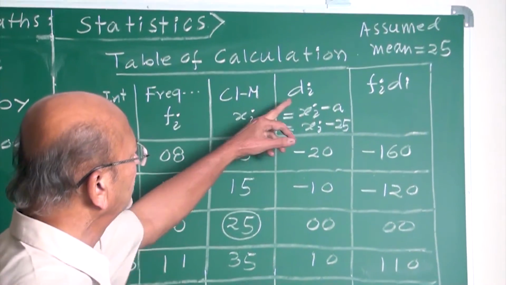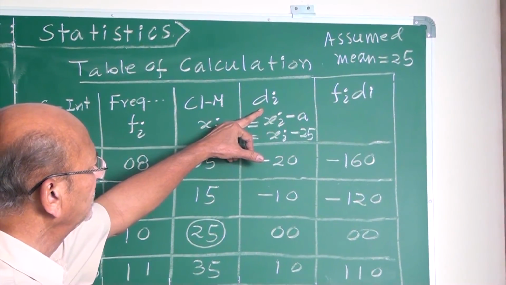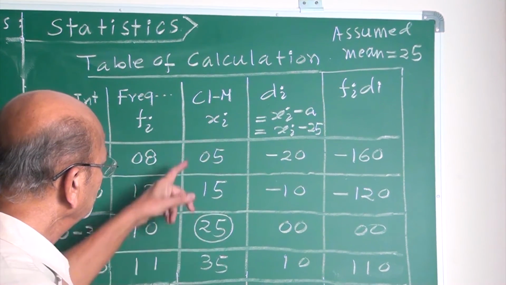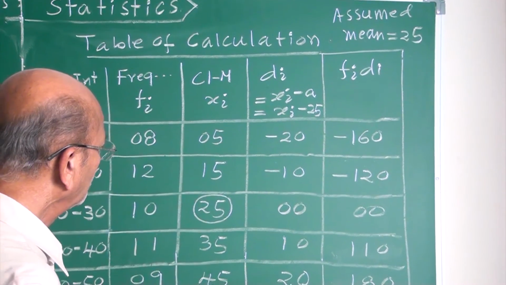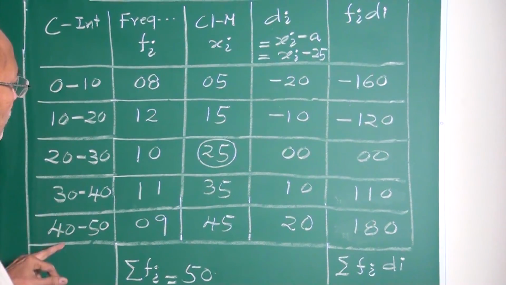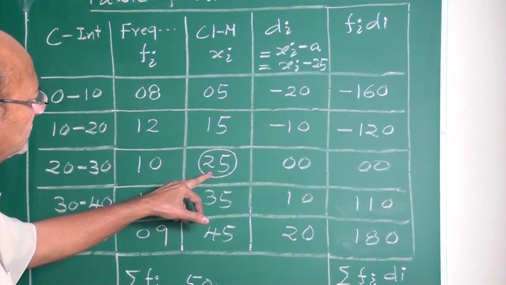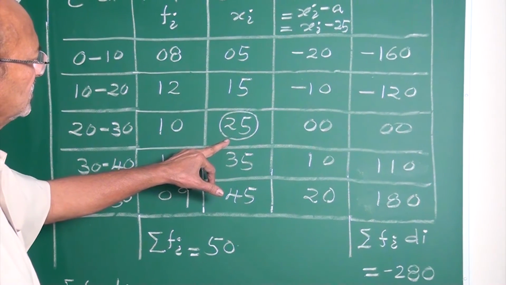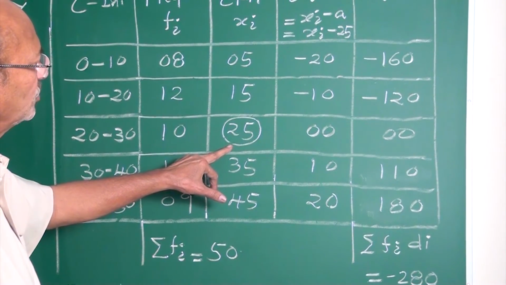Then you have to find di, the deviation. What is the deviation by formula? xi minus A. This is the distribution, my friends. What is the middle value here? There are 5 intervals. In these 5 intervals, the third is the middle. This middle is your assumed mean, my friends.